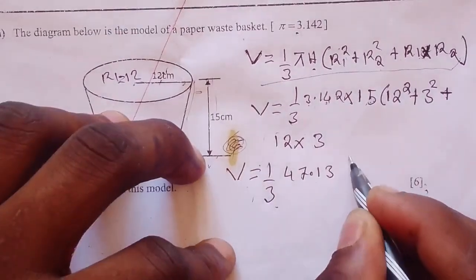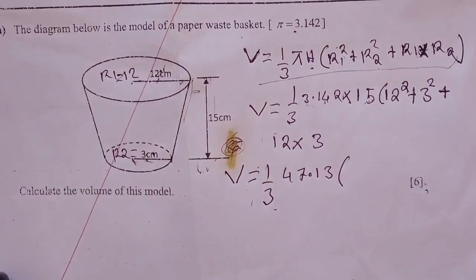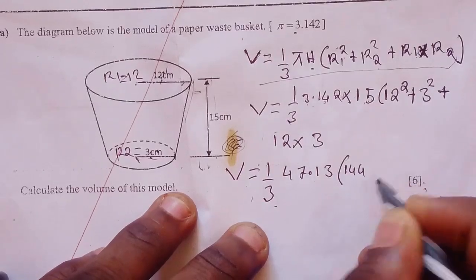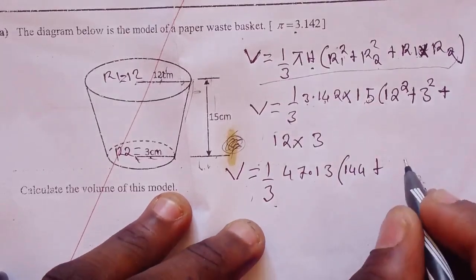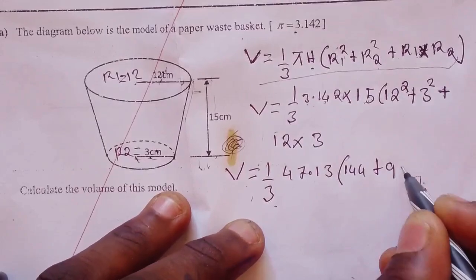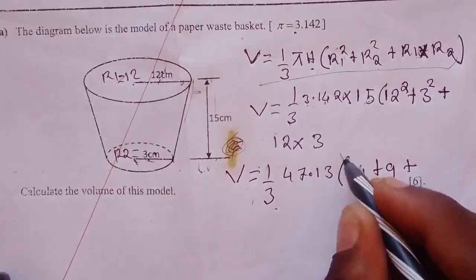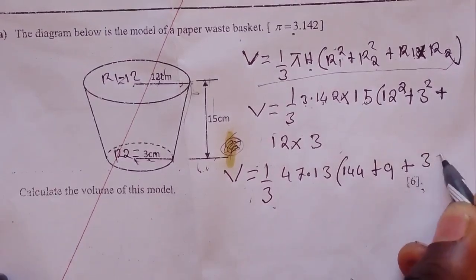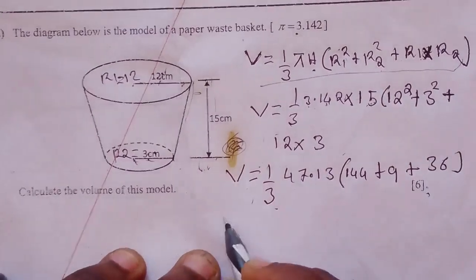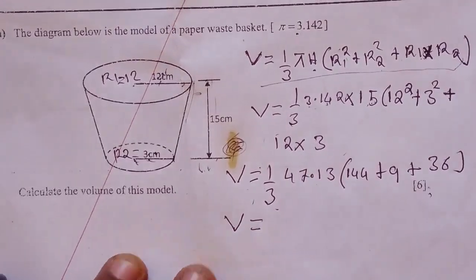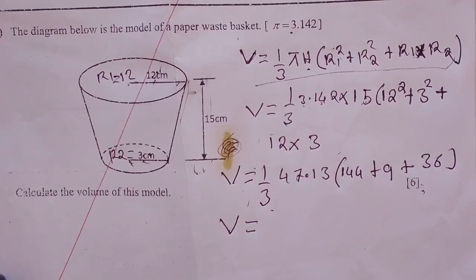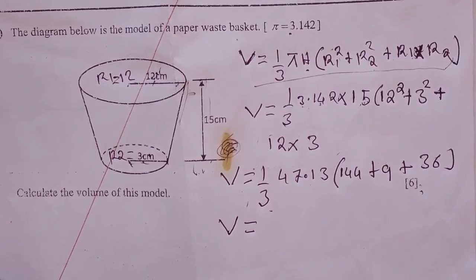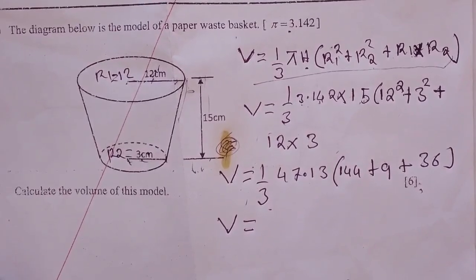Open bracket 12 squared to give you 144. So 144 plus 3 squared, which is 9, plus 12 multiplied by 3, which is 36. Then you now add. So we're going to have volume is equal to 144 plus 9 plus 36. This will give you 189.